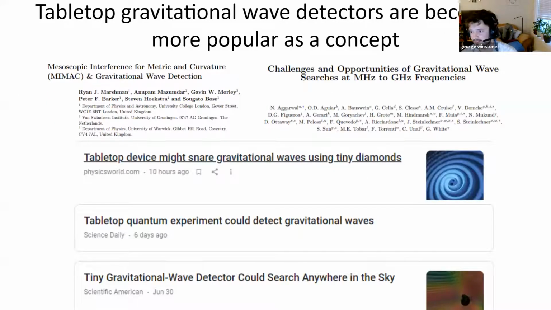And the nice thing about these tabletop experiments is they're really becoming quite a lot more popular. So at the same time as we're building our system, there have been a number of other proposals to build these in the lab at the tabletop level. And I think it'd be very cool if a bunch of these turned up in the same part of the frequency spectrum and we could really use them as a global network to localize things more.